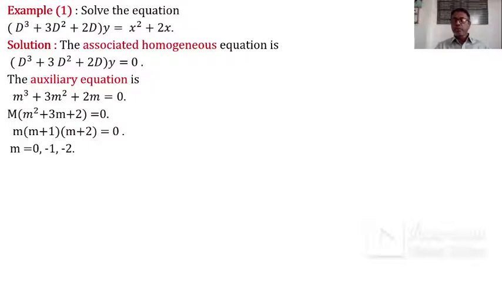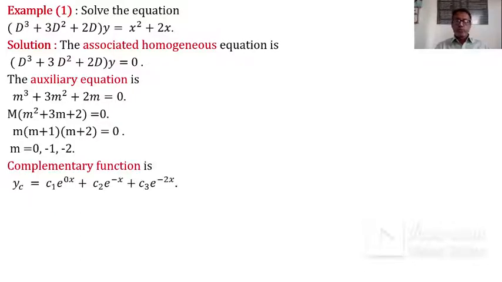Roots of the auxiliary equation are real and distinct. Therefore, complementary function yc is equal to c1 e to the power 0x plus c2 e to the power minus 1 into x plus c3 e to the power minus 2 into x. Simplifying this, we get yc is equal to c1 plus c2 e to the power minus x plus c3 e to the power minus 2x.